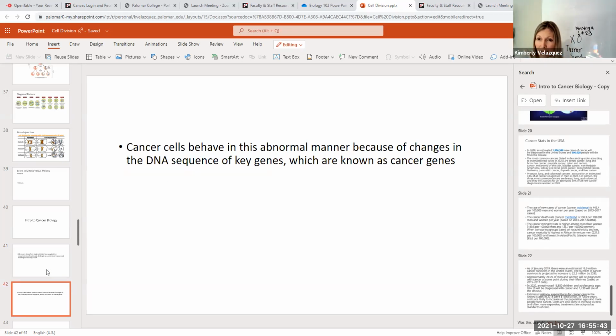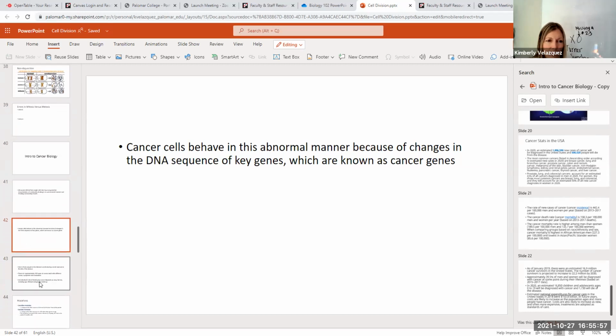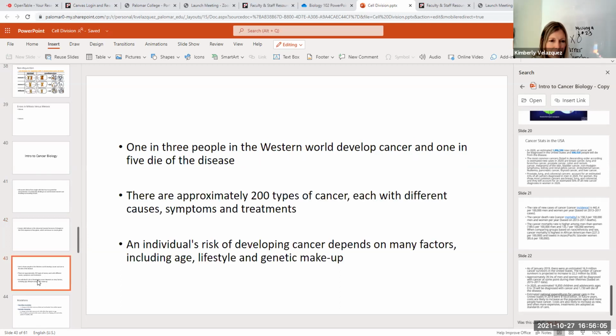They behave this way because of changes in the DNA of those cancer cells. Those genes that are changed are now called cancer genes once that change starts because they cause cancer. So these are genes that used to be normal, healthy, functioning genes. Remember, a gene is a region of DNA that codes for one protein.